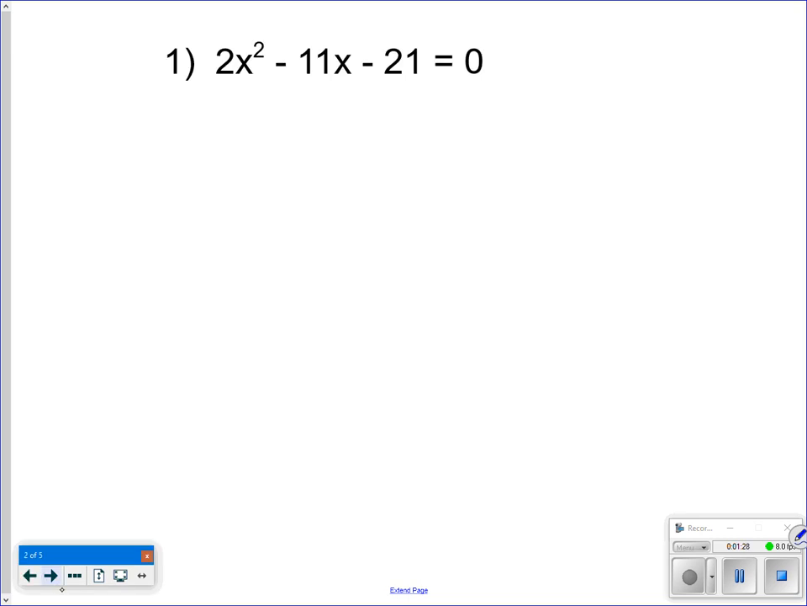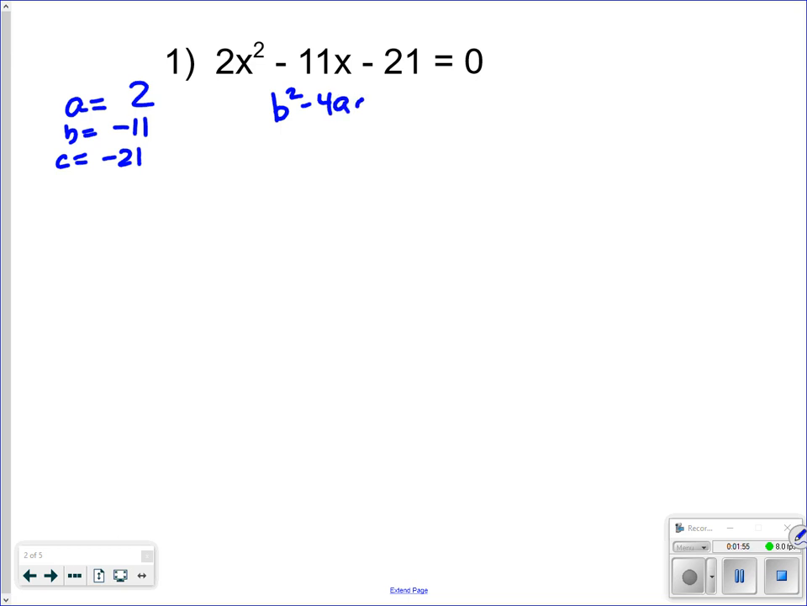All right, question number 1: 2x squared minus 11x minus 21. So let's start with that. A, B, C. Your A number, 2. Your B number, be careful, negative 11. Yes, there's a minus sign there. And your C number is also a negative, negative 21. All right, so the first piece, remember, we're going to do is the discriminant.